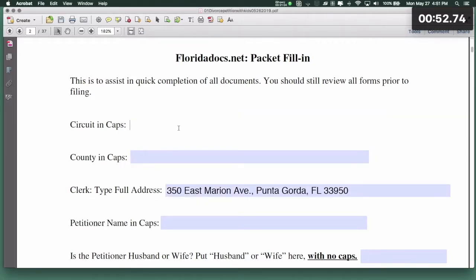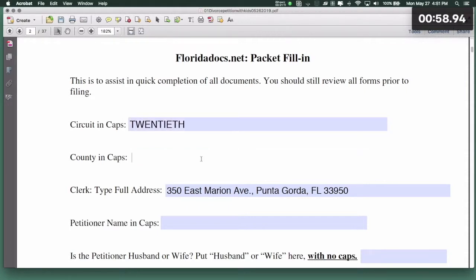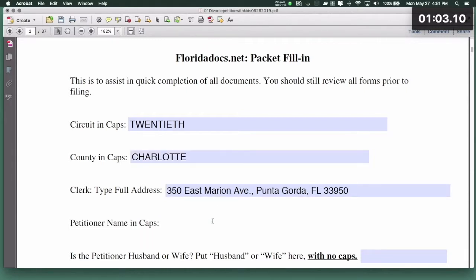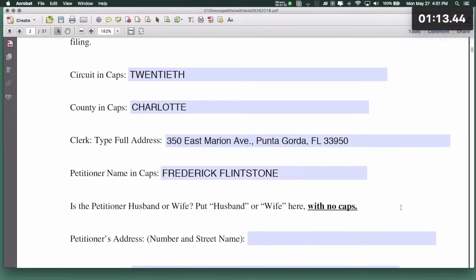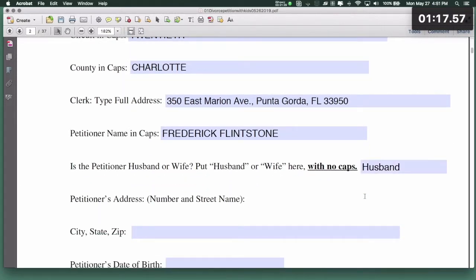Alright, circuit. 20th Circuit. All right, and the county. We all know our county. And the petitioner. Let's use somebody we all know and love. Yep. All right. He is the husband. And his address, let's say he lives in Port Charlotte.